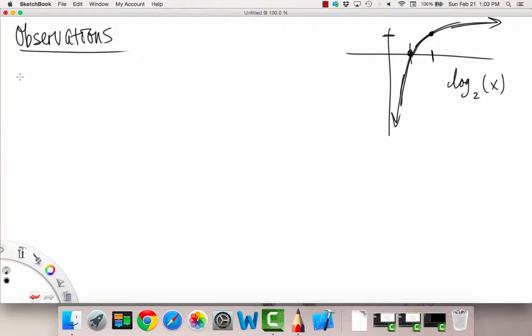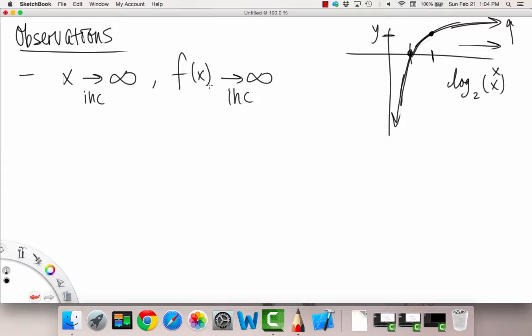Alrighty, so some observations are that as our input, as our x increases, then our function increases. So as x goes this way, we can see our function going up, right? So as x increases, this is the formal notation, then our function value is increasing as well. That's also increasing, okay?